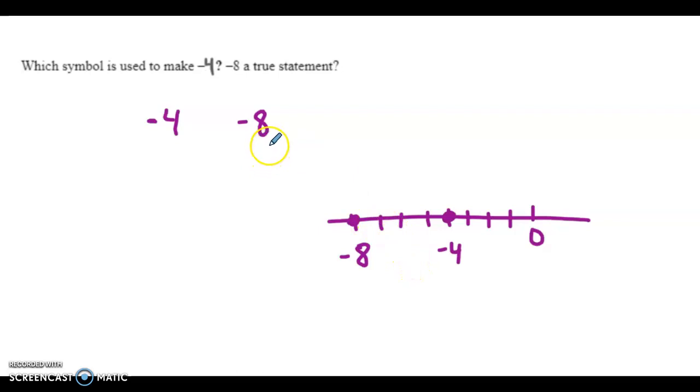When you do inequality symbols, I mean symbols like greater than, less than, you always want the alligator mouth to open to the bigger number. Because the alligator's hungry, he's going to eat the biggest number. So in this case, we want to use this symbol because we want the mouth opening to the bigger number. And -4 is actually bigger than -8.